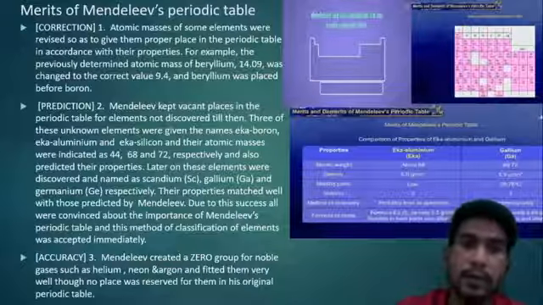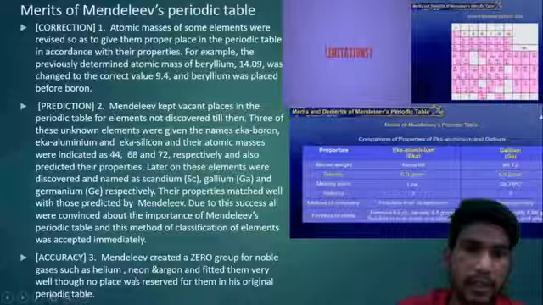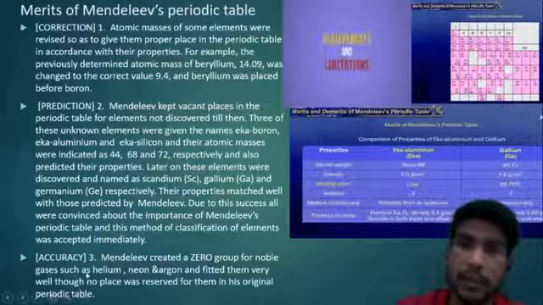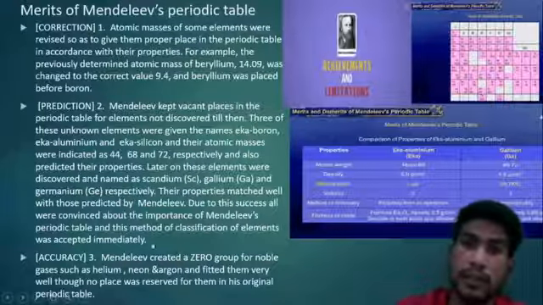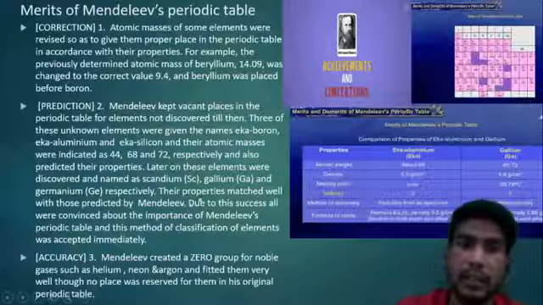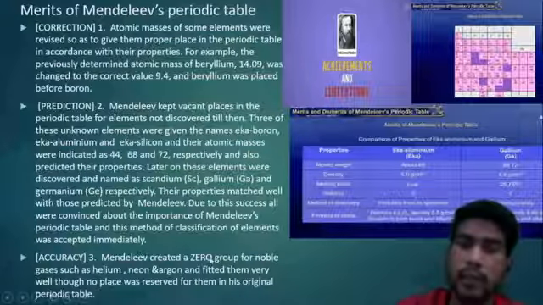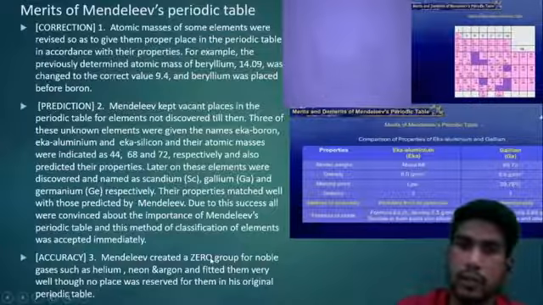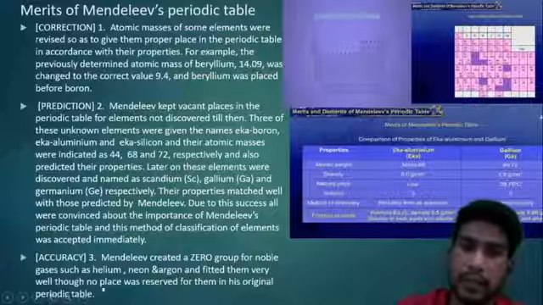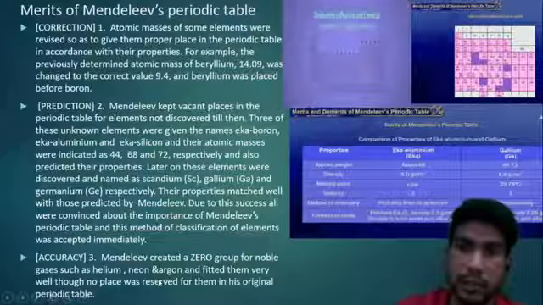Now the third point is about accuracy. Mendeleev created a zero group for the noble gases, because only 63 elements were known during his discovery, and I think at that time these noble gases were not discovered. So he managed to fit them very well in his periodic table without changing their original place.